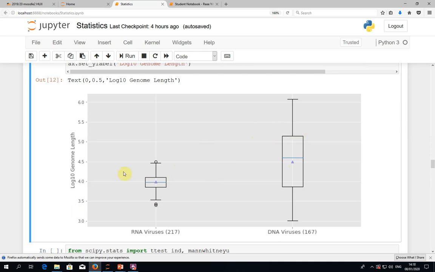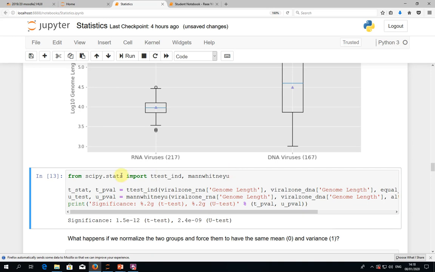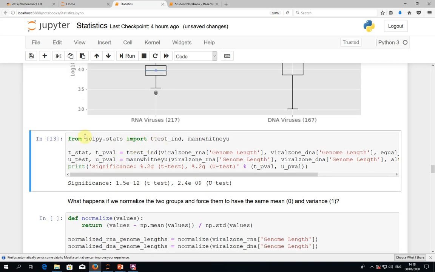And we want to know whether it's statistically significant or is it just due to random fluctuations. So let's begin with a simple t-test and Mann-Whitney. So again, just import them from SciPy. And for each of them, I get the statistic and the p-value, which I actually care about.